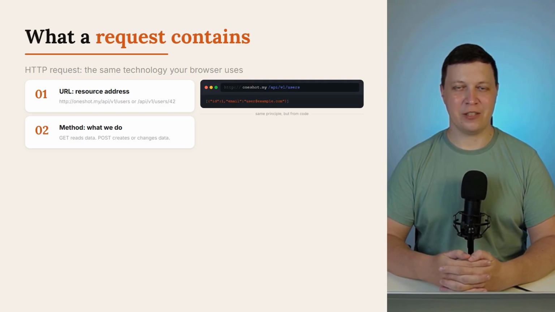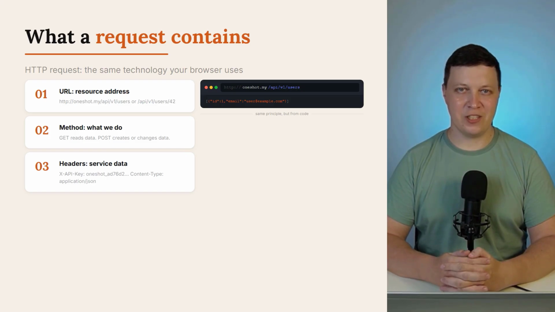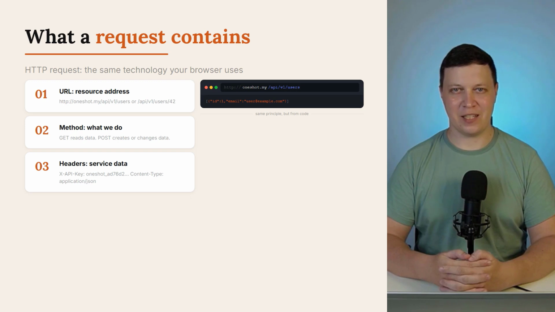Third is headers. This is metadata that travels alongside the request. Not the data itself, but a description of what you're sending, who you are, and what you want back. For example, the content type. The Content-Type: application/json header tells the server the incoming data is JSON. X-API-Key is your key. You're saying, I'm authenticating with this key.